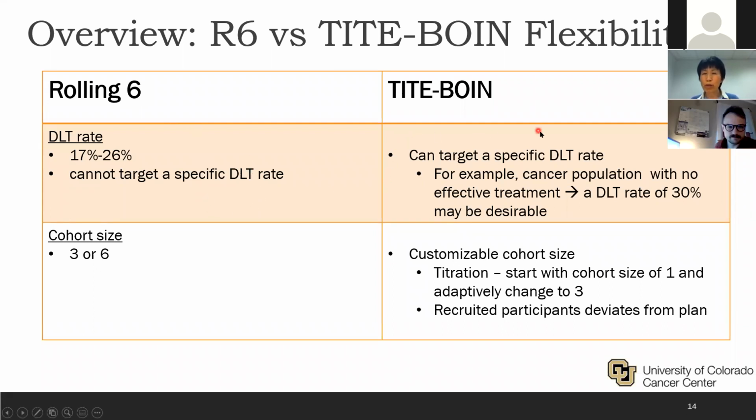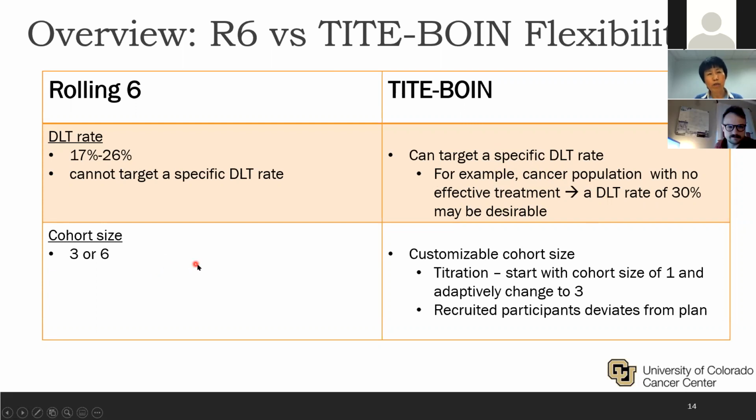However, for the time-to-event BOIN design, we need to specify a DLT rate. For example, if there's no effective treatment for a particular cancer, then we can specify a relatively higher DLT rate, for example, 30%. Also, if there are some treatment options, then for a new treatment we can specify a relatively low toxicity or DLT rate, for example, 20%. So this is a rate that we need to specify.